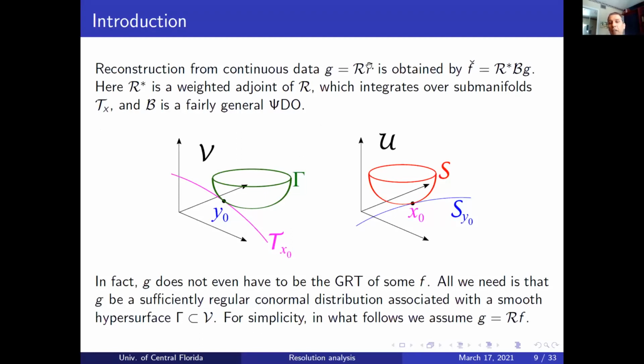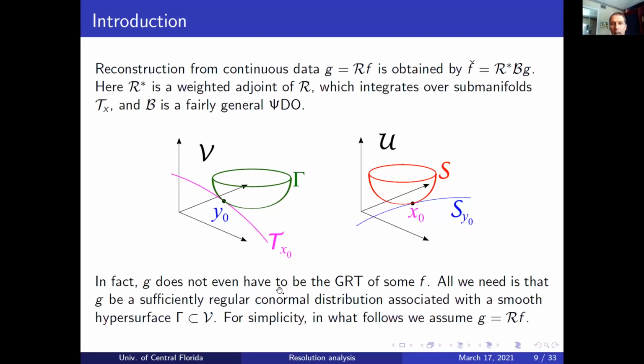Now, a reconstruction from continuous data, so data g is just Rf, is obtained by this generic FBP formula. g is the data, B is a fairly general pseudo-differential operator, and R star is a weighted adjoint of R. R star integrates over manifolds T_x. In what follows, g doesn't have to be the generalized Radon transform of any function f. But for simplicity in this talk, I will pretend that g is always Rf for some f. It just simplifies the presentation.